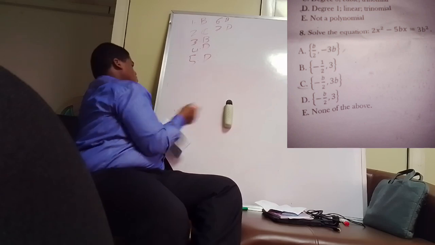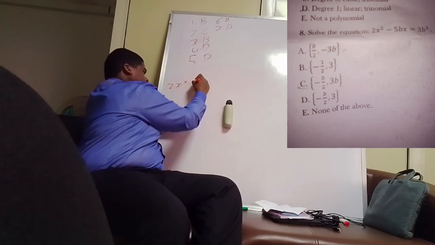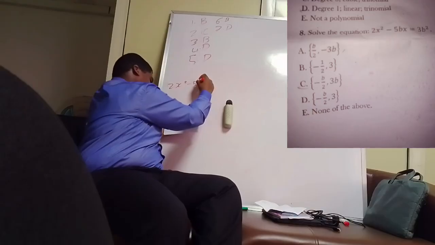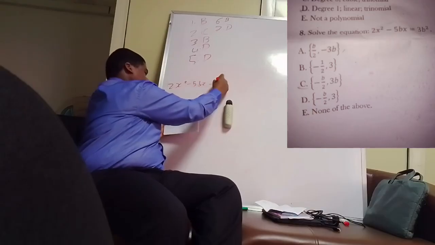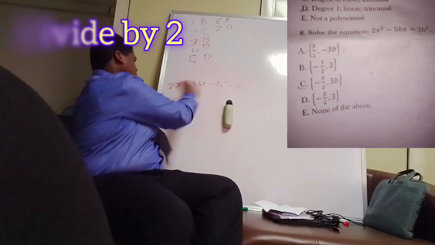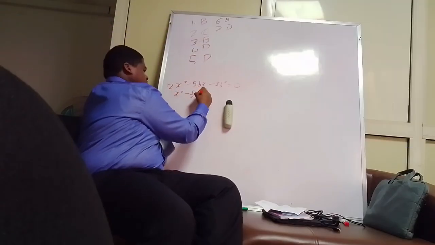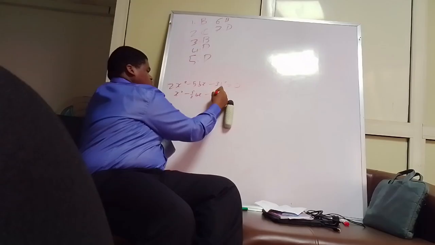Now let us solve it for people that do want to know the full solution. You have 2x squared. You have to write it in standard form. 2x squared minus 5bx minus 3b squared is equal to 0. First, you have to divide it by 2. Sorry. You have x squared minus 5 over 2 bx minus 3 over 2 b squared.